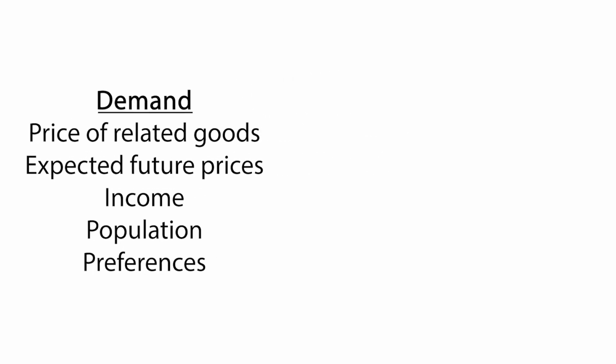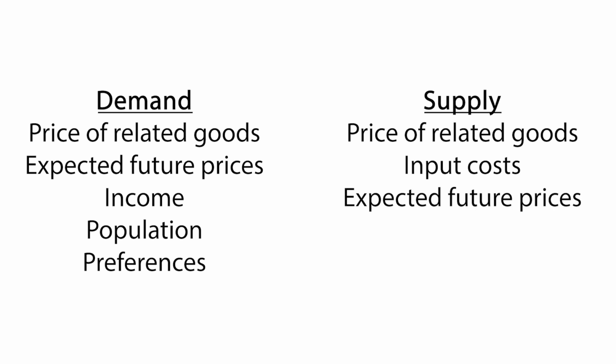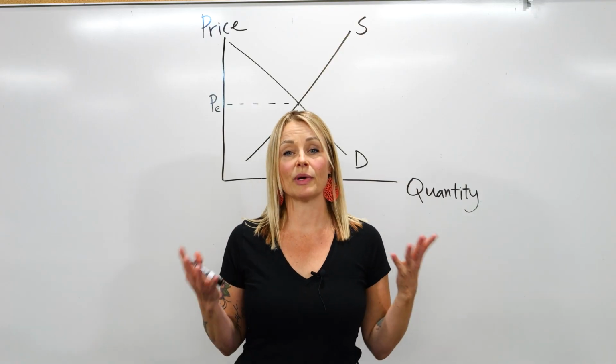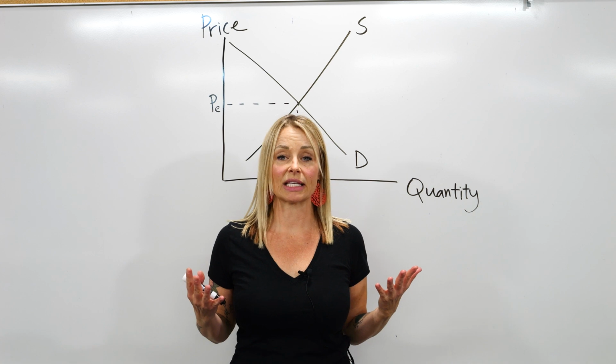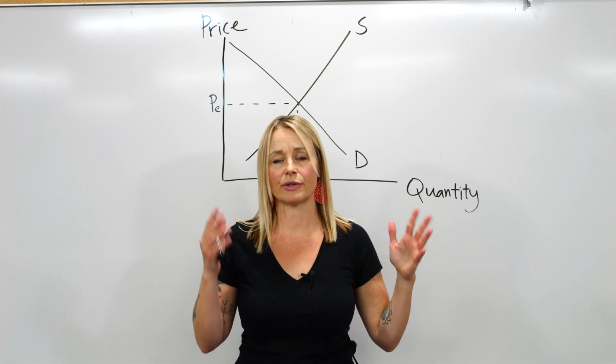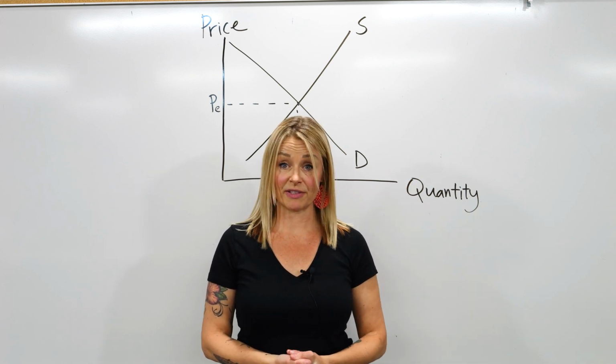And then on the supply side of things, there are about 5 things that can shift the supply curve as well. And those are prices of related goods, input costs, expected future prices of the item, the number of sellers, and productivity. So in general, we have these different lists of things that can shift these curves, but really it's all about logic. So we don't have to worry too much if we don't memorize every little item. We can just think it through. So let's do a couple of examples.